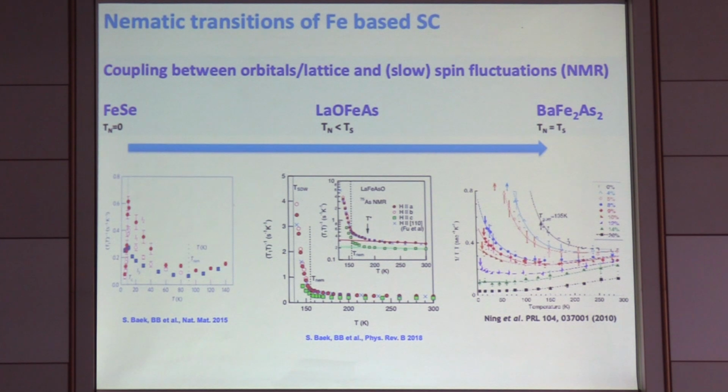And in some sense, you can now put this system in between iron selenium and barium 122. In iron selenium, we have the nematic phase transition, and there is only a small change in the relaxation rate setting in at lower temperatures, and no magnetic order at all down to lowest temperatures. Here in barium 122, in the parent compound, these two transitions are even simultaneous. They are very strongly coupled, and here it's in between. So we have a clear splitting of the transitions, but there is really a substantial coupling between spin and nematic ordering in this system.